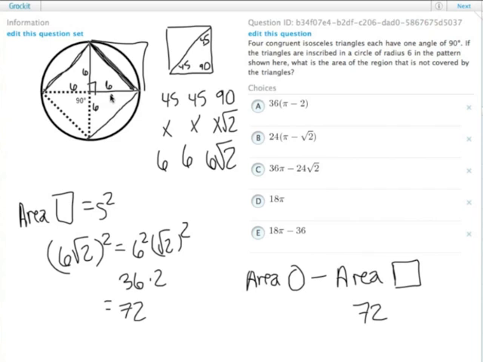And then we have to subtract the area of the circle. Area of a circle is pi times the radius squared. We have the radius is 6, so it's 36 pi.